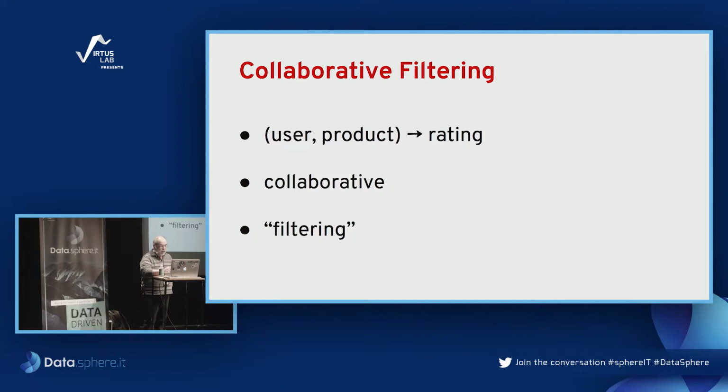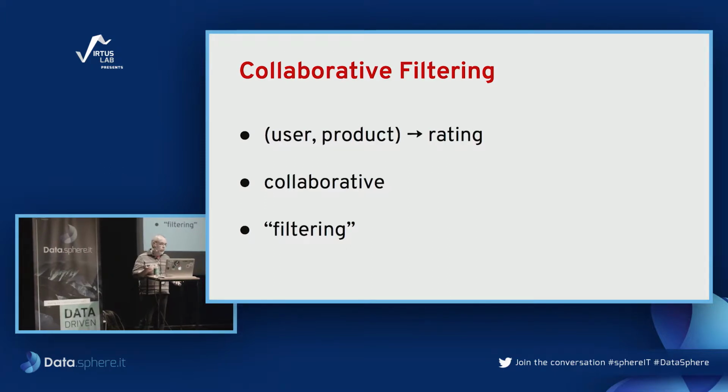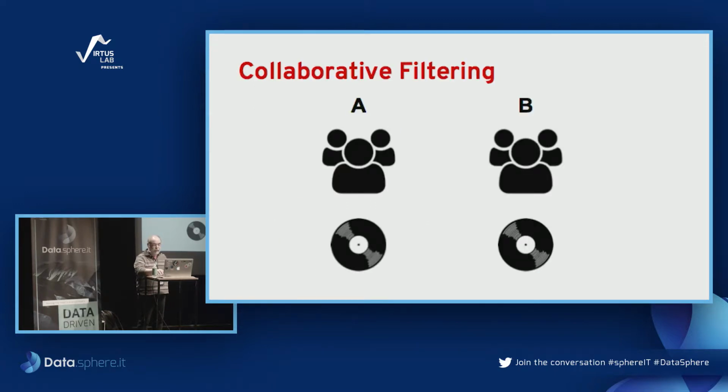So how does this work, collaborative filtering? In the majority of cases, you have a unique mapping between a user and a product, which is given by a rating. And the collaborative aspect of this refers to the fact that you're using a collective pool of information from your users. And the filtering is simply prediction. It's just a synonym for prediction.